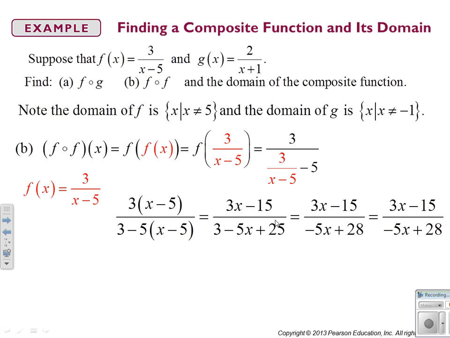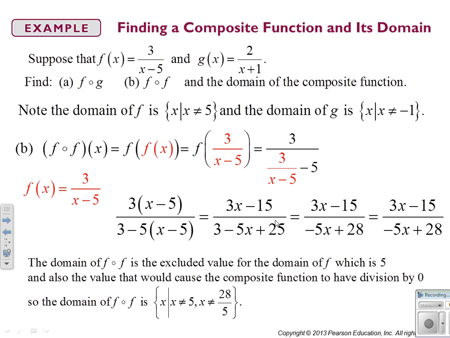So my domain now, because I'm just dealing with f functions, is anywhere the denominator of f of x is not equal to 0. So I can't have x equals 5. And I also can't have the denominator of my composite function equal to 0 either. So -5x plus 28 is equal to 0 at x equals 28/5. So I subtract the 28 and divide by 5.